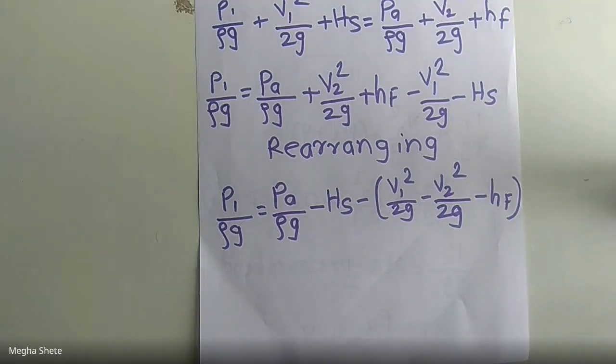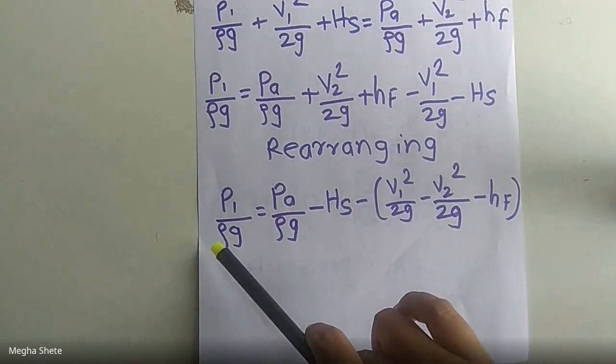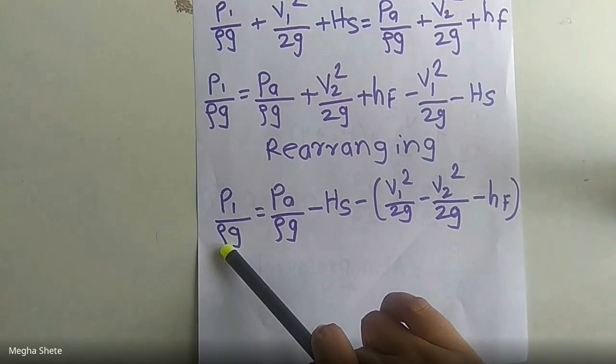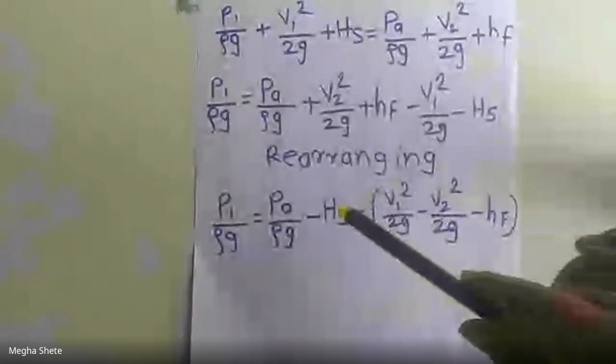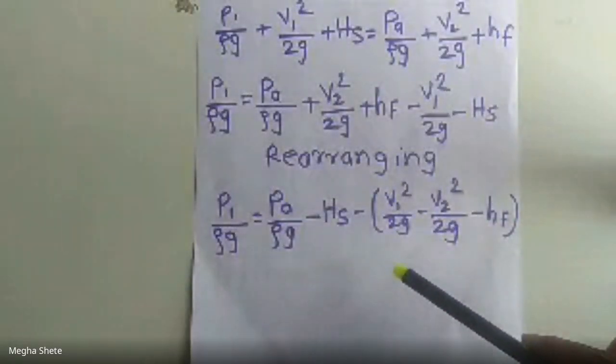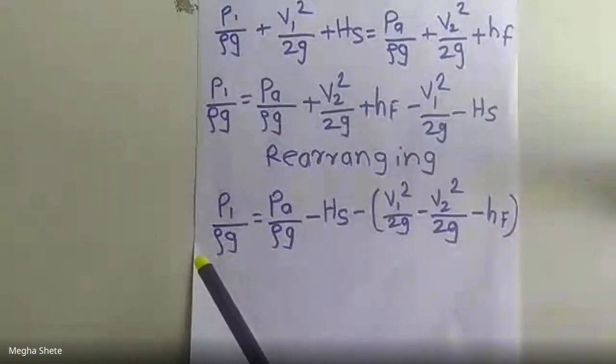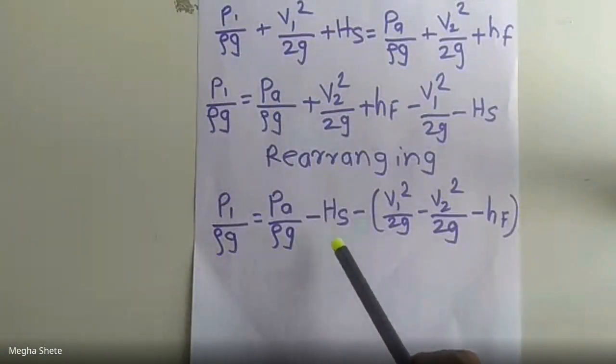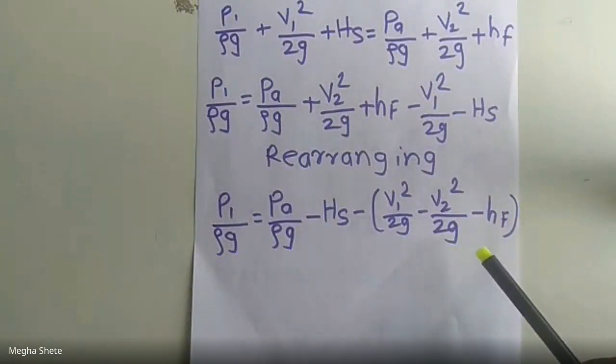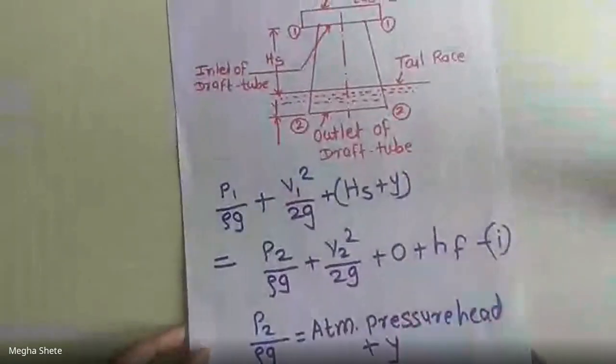Hence here we have proved that the pressure at the inlet of the draft tube is obtained by subtracting all these terms from the atmospheric pressure. That's why it is proved that the pressure at the inlet of the draft tube is less than the atmospheric pressure. Okay, please write down the equation.